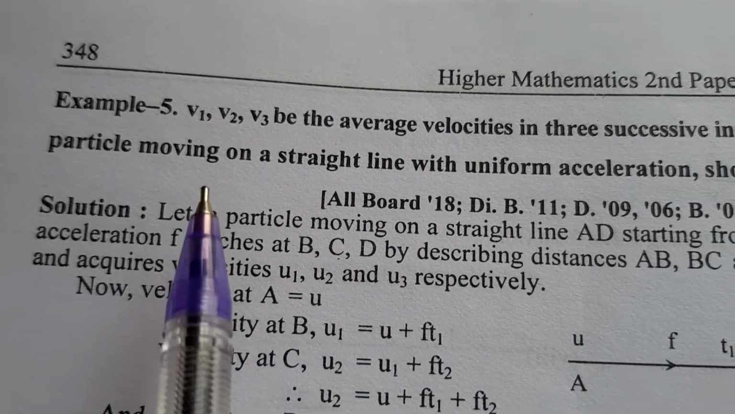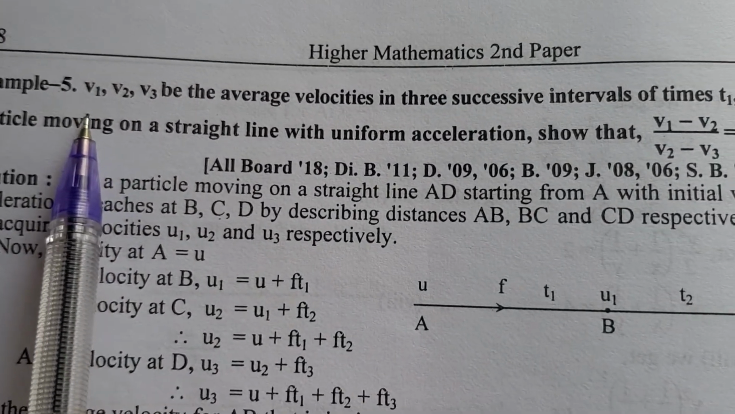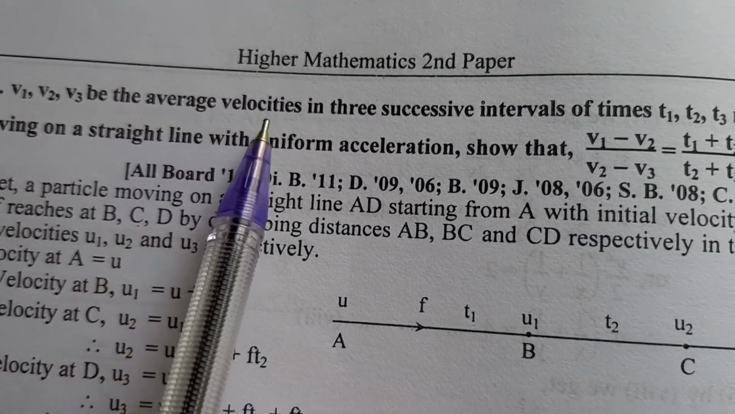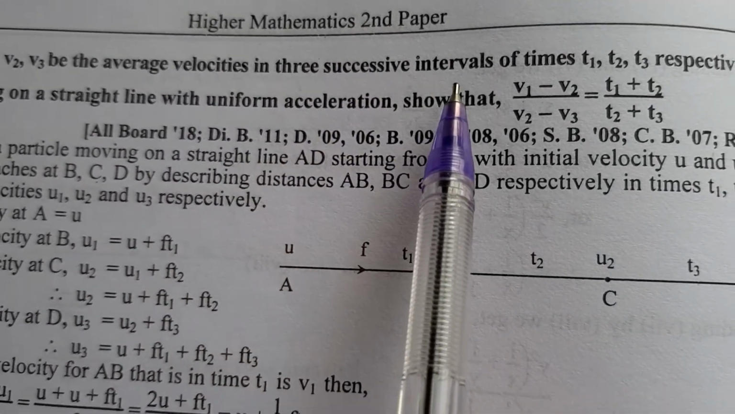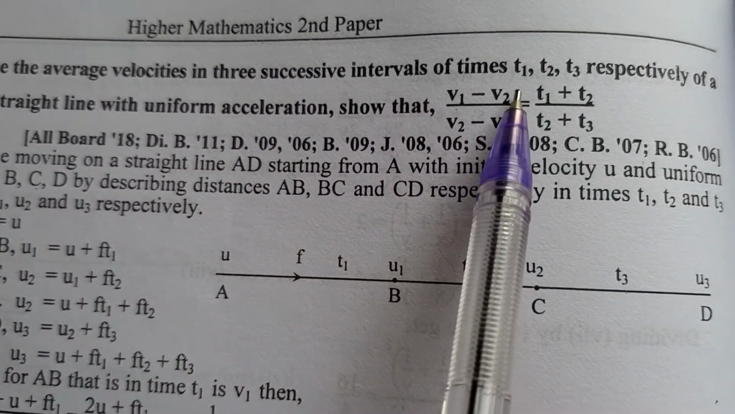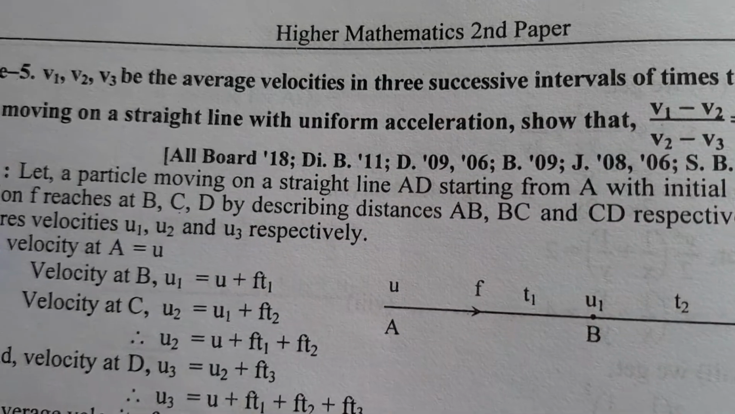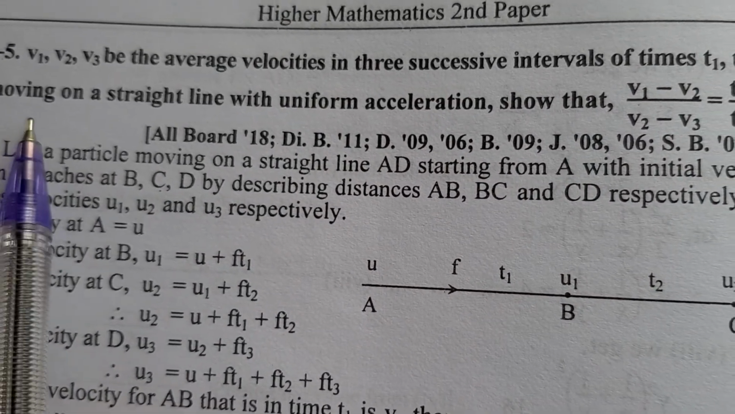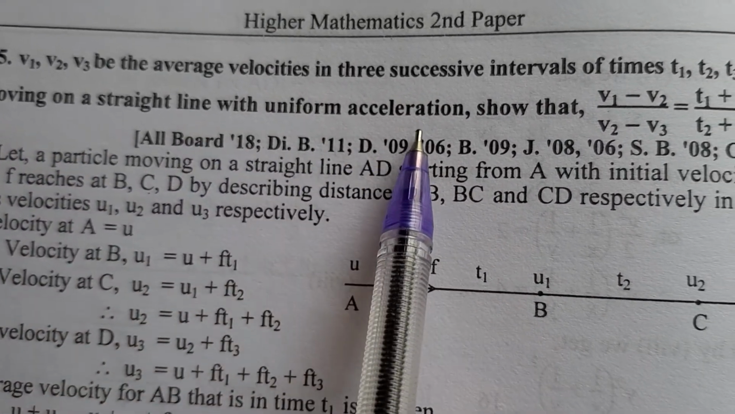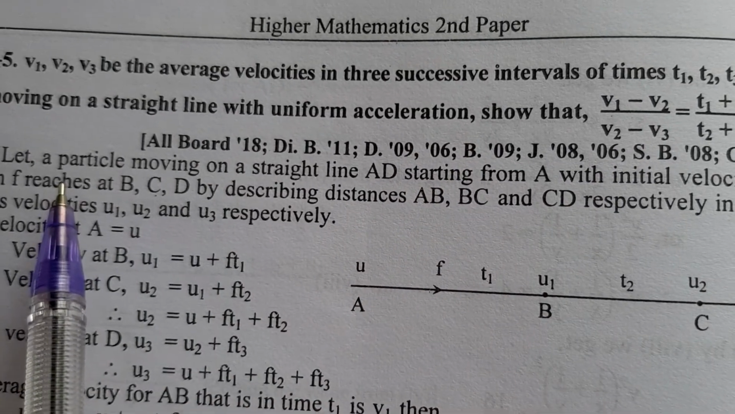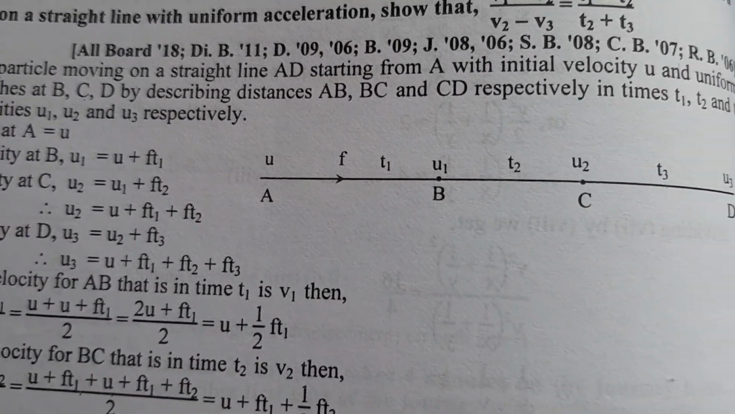It's also a very important math. Here the question is: if v1, v2, v3 be the average velocities in 3 successive intervals of times t1, t2, t3 respectively of a particle moving on a straight line with uniform acceleration, then show that this. Okay, so at first we draw the figure.